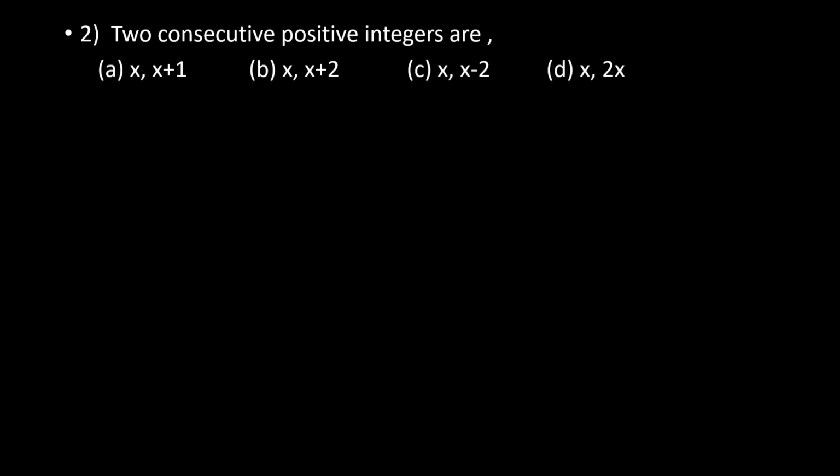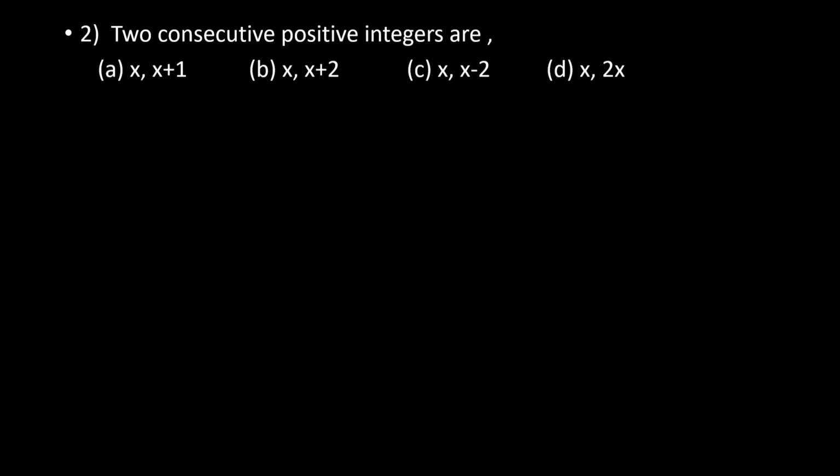Second one, two consecutive positive integers are. First one we have x comma x plus 1, x comma x plus 2, x comma x minus 2, x comma 2x. Here they said we have two consecutive positive integers. Consecutive means continuous. That means for example you have 1, afterwards what will come? 2. For example you have 10, next it will come 11. Just you need to have one difference.